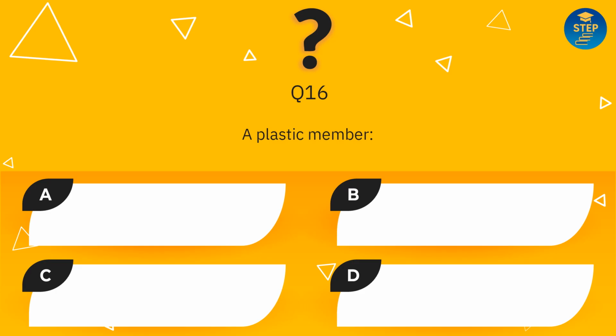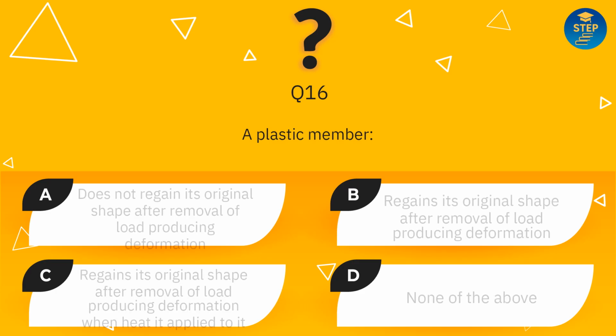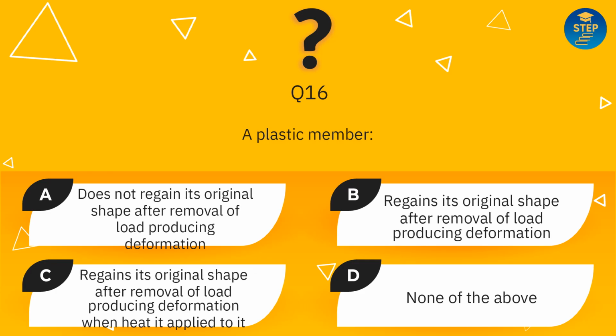What defines a plastic member? Does not regain its original shape after removal of load producing deformation, regains its original shape after removal of load producing deformation, regains it after removal of load producing deformation when heat is applied to it, none of the above.